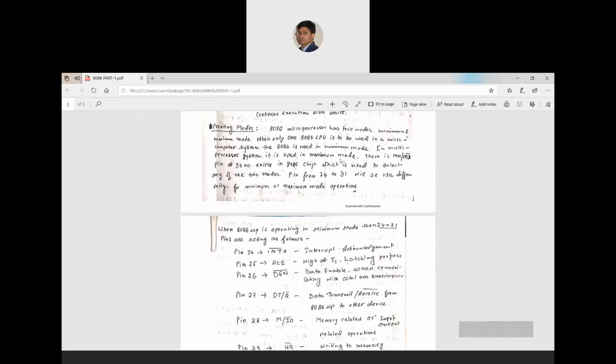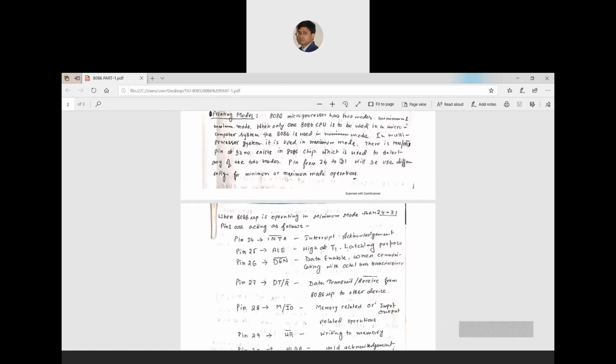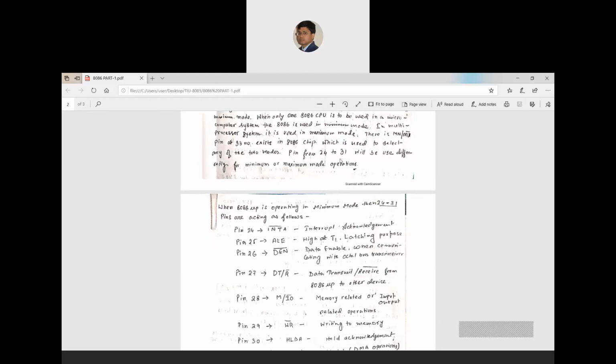I can handle DMA, I can handle interrupts, I can handle memory related read write operations, I can handle input output related read write operations, and I can handle demultiplexing using ALE. So all these things I can handle using 8085. Similar to that, in 8086, when it is working in single mode operation, it can be used to handle all the basic operations of a microprocessor.